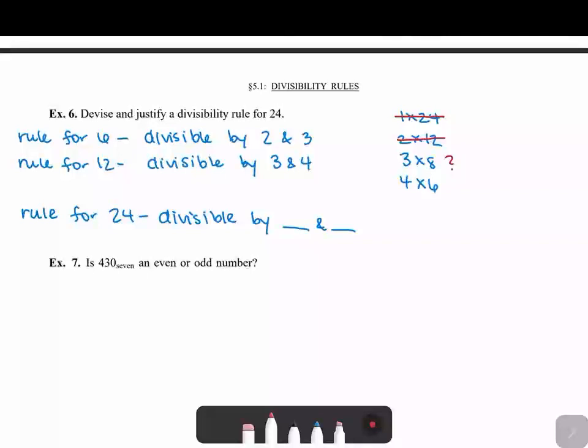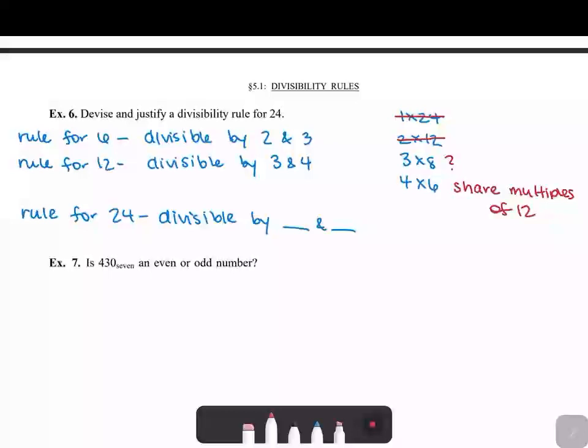Okay, what about 4 and 6? So the multiples of 4 are 4, 8, 12, 16. And the multiples of 6 are 6, 12, 18. So these share not only the multiples of 24, but the multiples of 12.